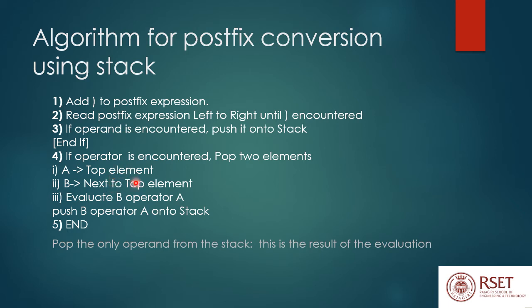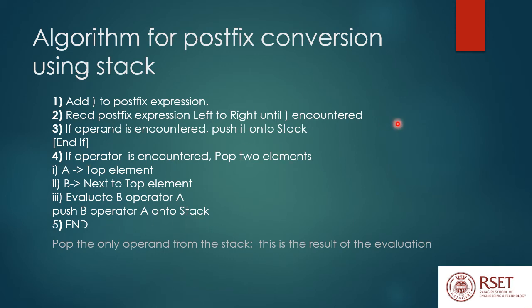Similarly, A into B and B into A give you the same result. Exponentiation is like the other two: A raised to B and B raised to A give you two different answers. So to maintain correctness, you insist that A is the top element and B is the next to top element, and you always perform the operation B operator A. Then you push that result back to the stack, and this continues until the expression is over.